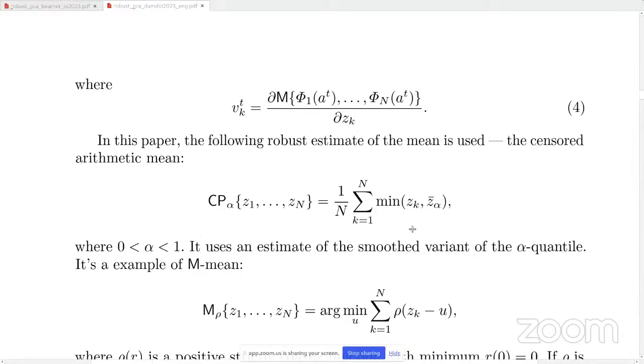Another example is the sum of values, but before summing, we use censoring of the arguments. Arguments greater than the threshold value are replaced by the threshold value.